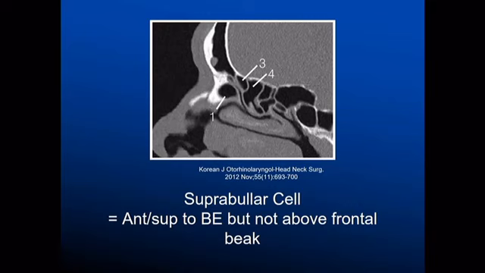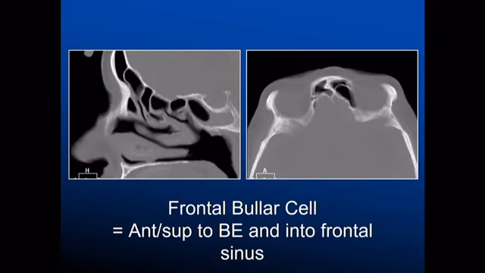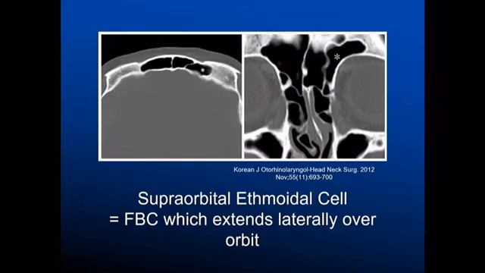As opposed to the suprabullar cells, which are posterior. These are arising above the bulla ethmoidalis. So we have the suprabullar cell, which doesn't quite make it above the frontal beak, the frontal bullar cell, which gets above the frontal beak, and then you have the supraorbital ethmoidal cell, which goes out quite laterally over the orbit. All of these terms I don't expect anyone to know, but it's important to realise that there is an extra cell, either anterior or posterior, so above the Agger nasi or above the bulla ethmoidalis, that's obstructing the sinus drainage pathway.